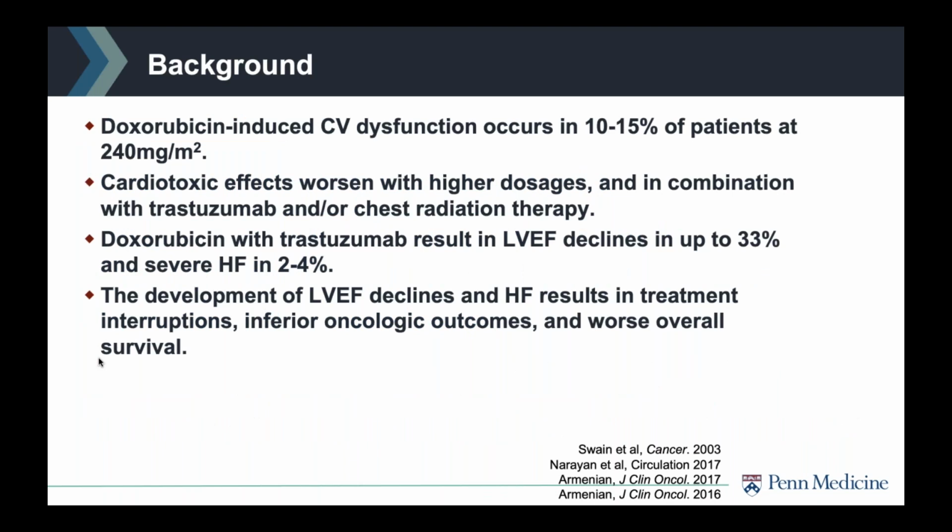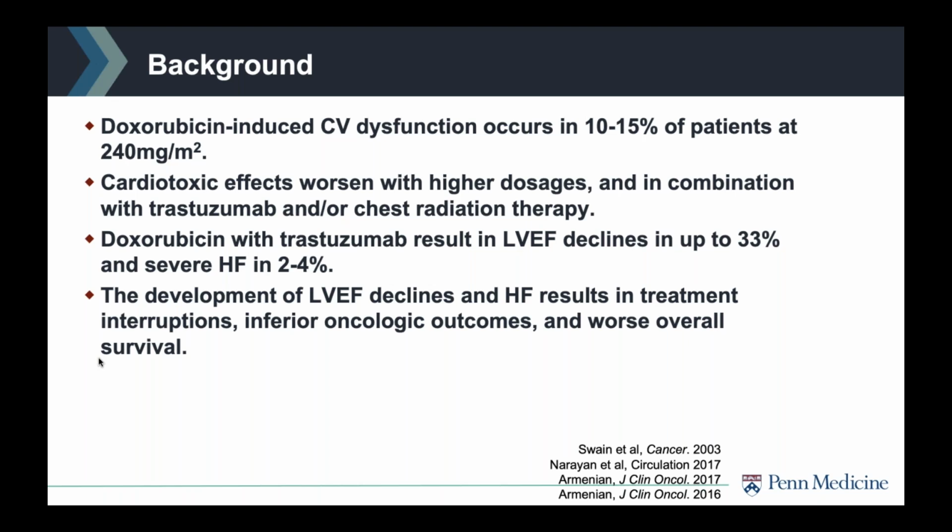So we know that doxorubicin-induced cardiovascular dysfunction occurs in 10 to 15% of patients at a dose of 240 mg per square meter. Cardiotoxic effects worsen with higher dosage and in combination with trastuzumab and/or chest radiation therapy. Doxorubicin with trastuzumab results in LVEF declines in up to 33% and severe heart failure in 2 to 4%. And finally, the development of LVEF declines and heart failure results in treatment interruptions, inferior oncologic outcomes, and worse overall survival.